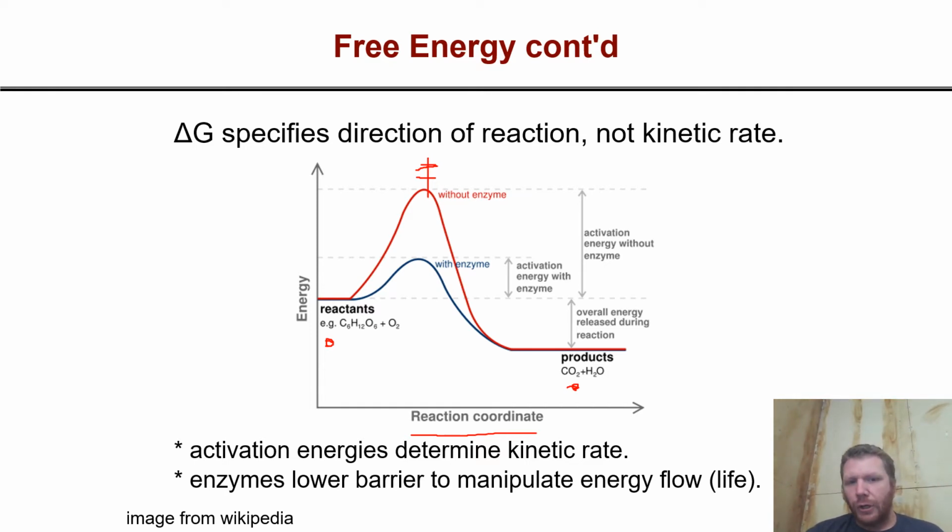This activation energy will enable us to determine the kinetic rate of reaction. Now, our enzymes will lower the barrier, just as I was saying. They will lower that activation energy barrier. So an enzyme basically makes it easier to catalyze our reaction.